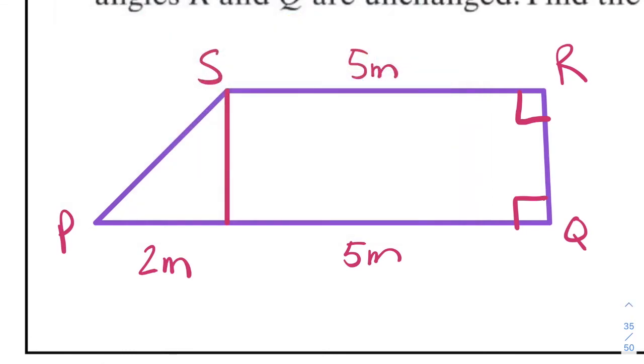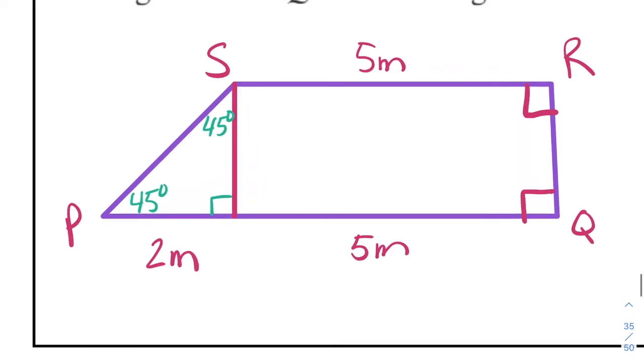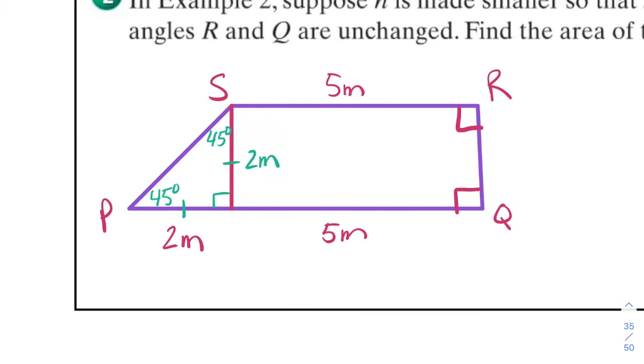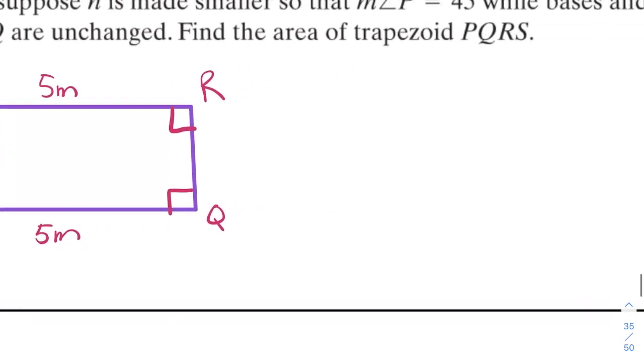So now I'm going to say that that's 45 degrees, that's 45 degrees, and that's 90. Now the way 45, 45, 90 works is these are the same length. So you don't really need to do much work for this. I already know that I can label them both 2 meters.